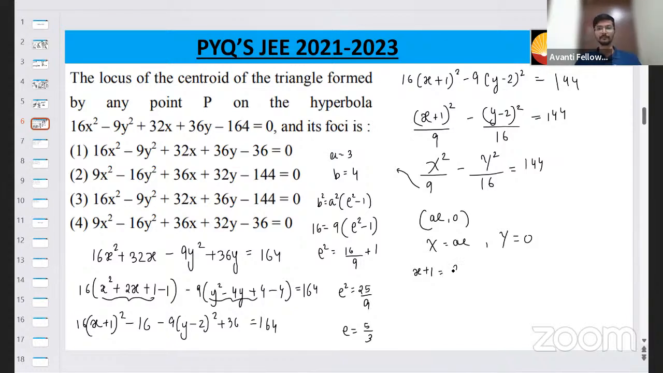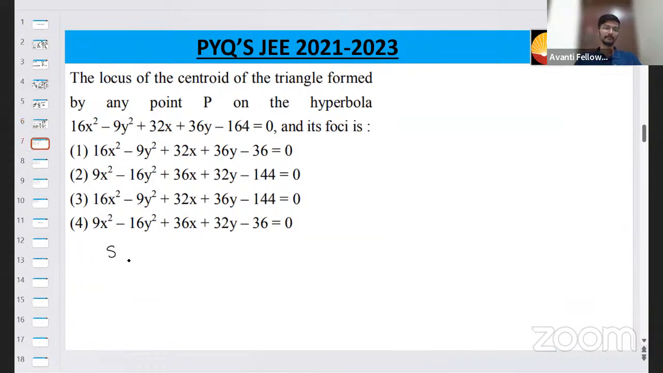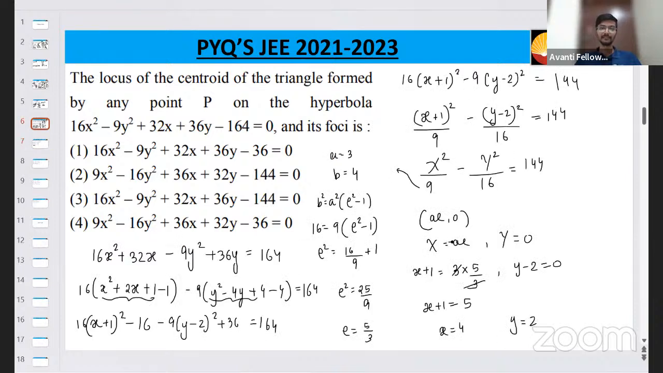So x plus 1 is A into E and y minus 2 is 0. This will get cancelled. So x plus 1 will be equal to 5. That means x equals to 4 and y equals to 2. So the coordinates of foci are 4, 2. Now this is one of the foci. So the second will be minus a. So minus 5, minus 1. Right? The second foci will be x equals to minus a.